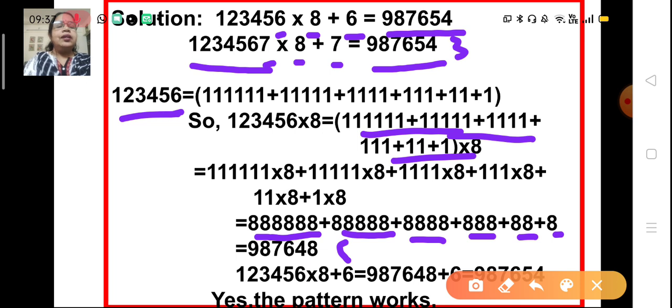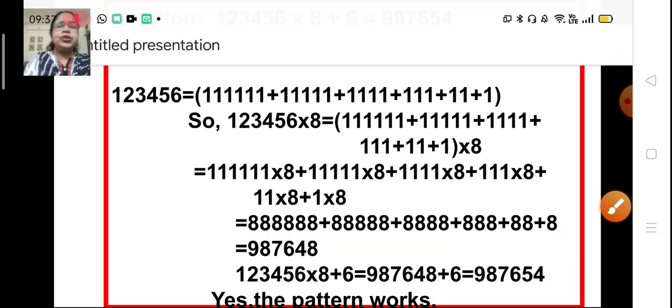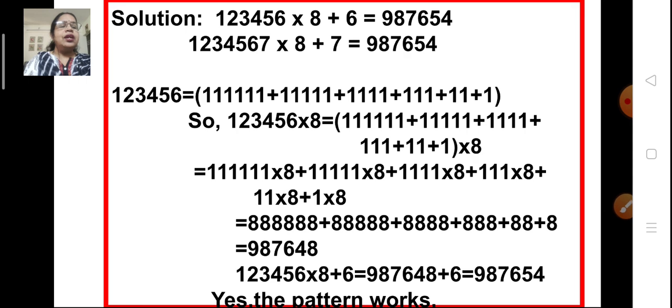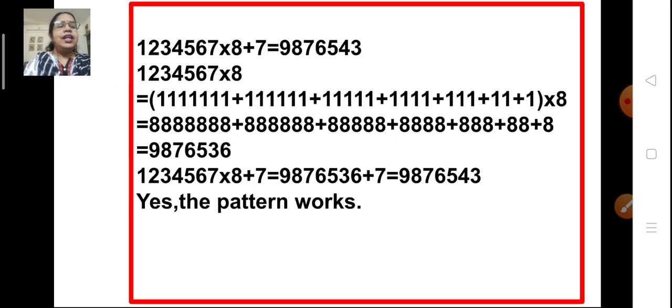We get 9,87,648, but still we have to add 6 to it. When we add 6 to it, we get the answer as 9,87,654, that we also got by following the pattern, isn't it? So, it is 987654. So, we can see that the pattern we have followed is right. So, the pattern works.